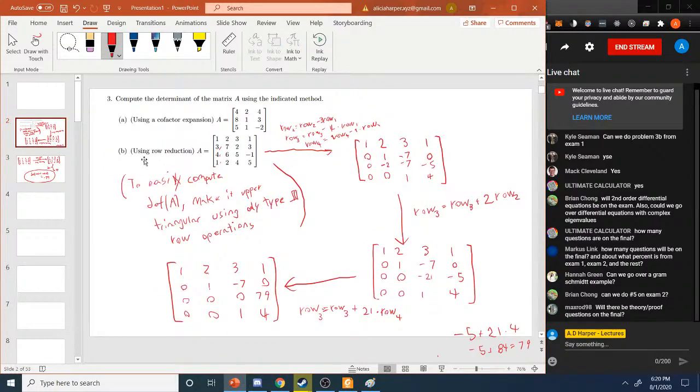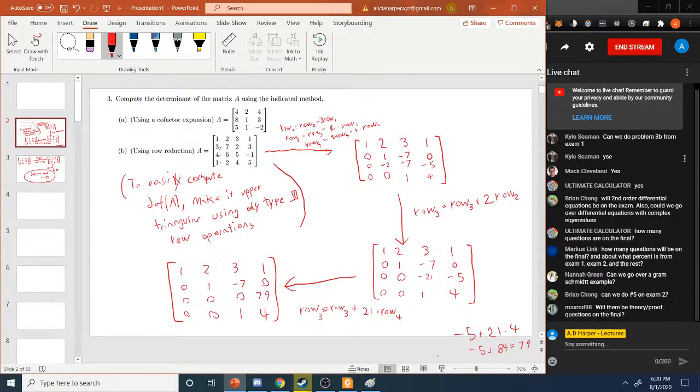So that completes the computation of the determinant of this matrix using row reduction. So that finishes the question 3B from exam 1.